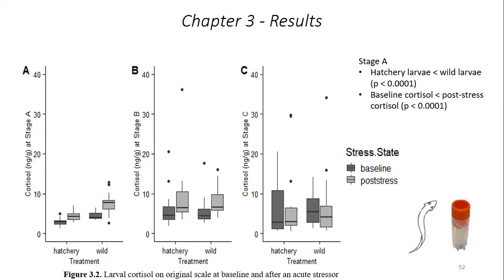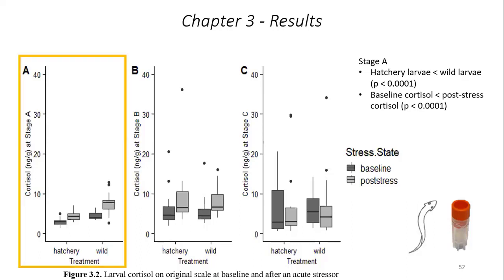So they may be less stressed. This also may have to do with the fact that the wild fish had just been captured from the wild the night before, which presumably was a stressful experience for them. And you'll also see that there's a significant spike in cortisol between baseline and post-stress for both groups, indicating that the HPI axis is functional.